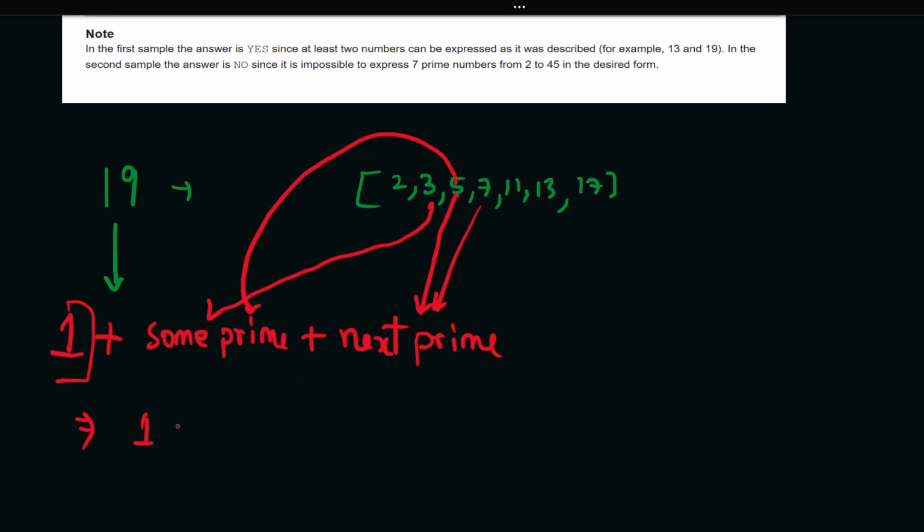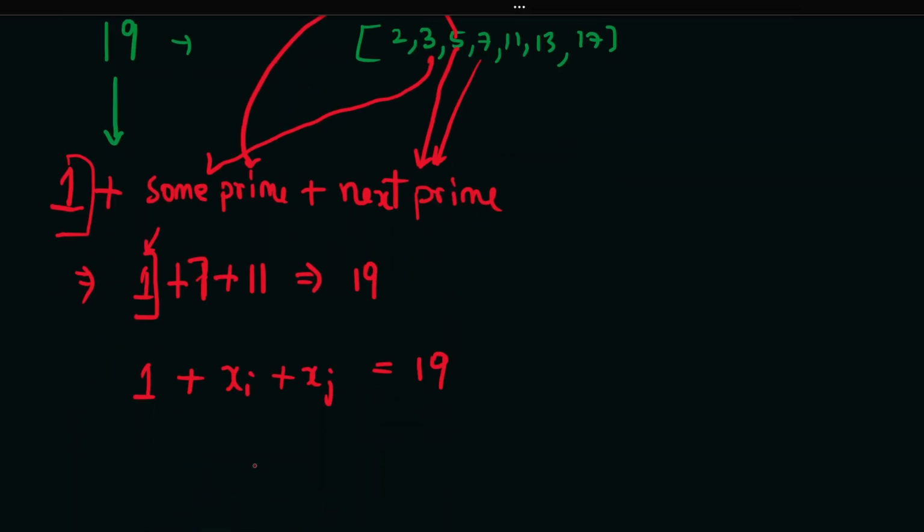How? We can write 19 as 1 plus 7 plus 11. Perfect. Good. 7 plus 11 is equal to 19, with the 1. So 1 will be there always. So how can we write it down? If xi is the prime and xj is the next prime, then the sum is 19, so xi plus xj will be 18.